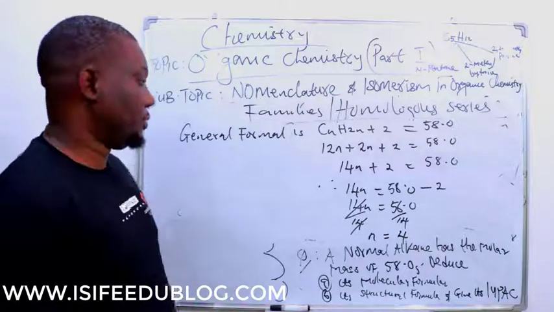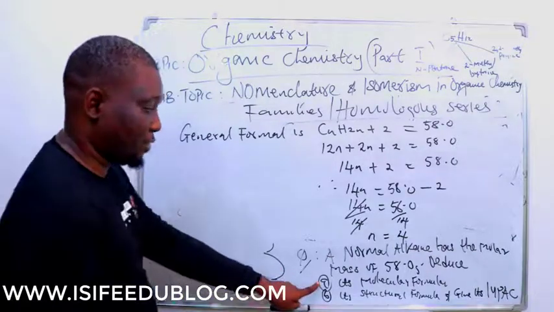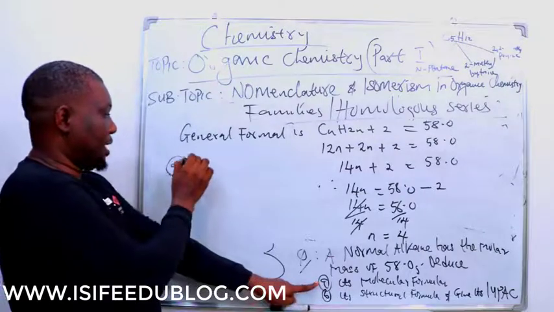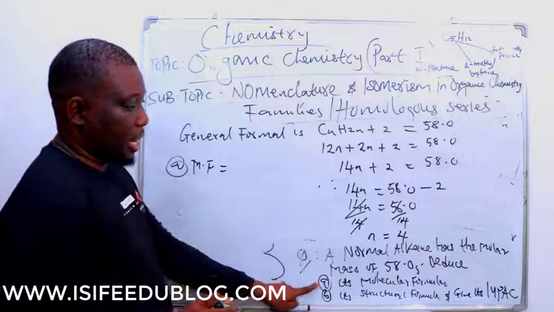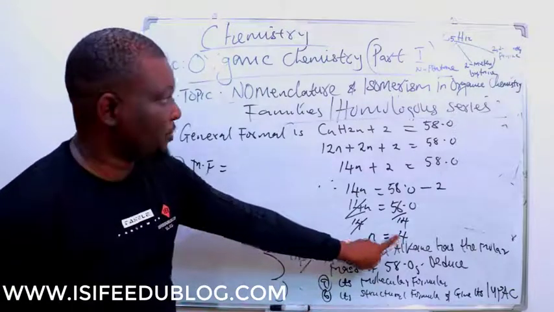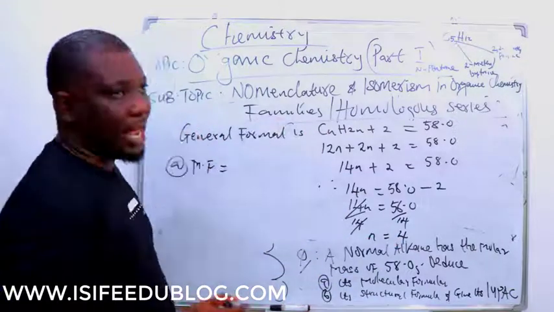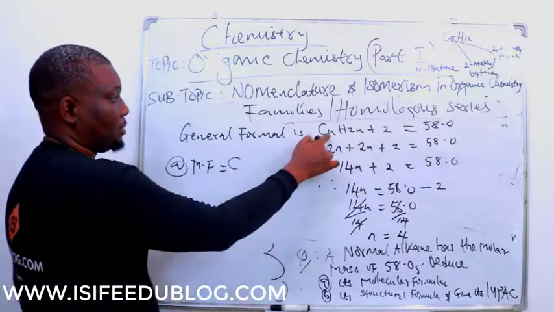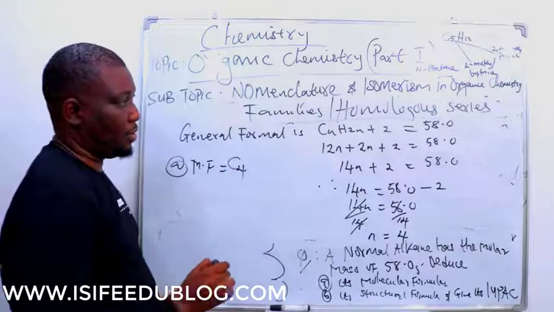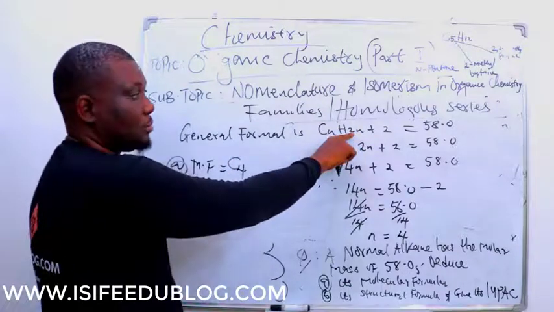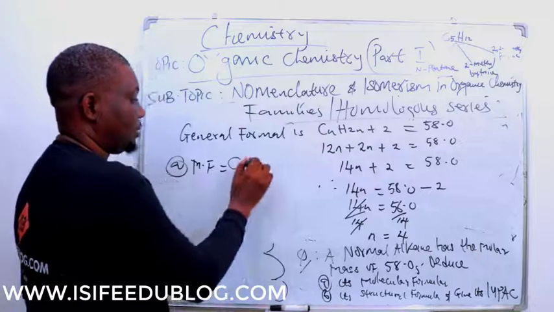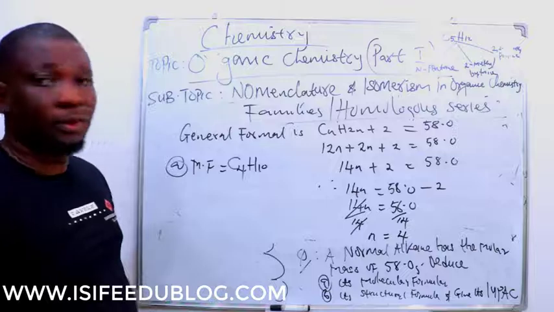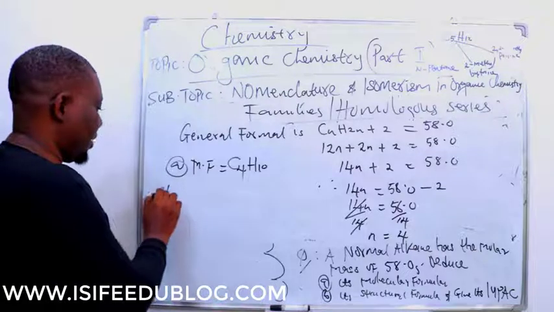Okay, so what do you do? To answer the A part of the question, it says its molecular formula. How do I get the molecular formula? Since the value of n is 4 here, in this general formula, anywhere I see n, I just substitute 4. That's what I just do. Instead of n, I just have 4. Here will be 4 times 2, 8. 8 plus 2 is what? 10. That's all. That is C4H10.